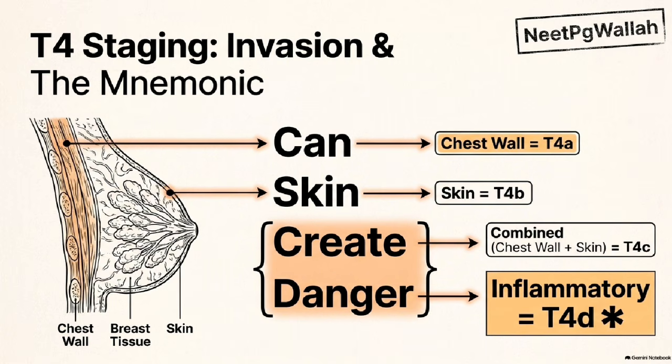And for this, we have a fantastic mnemonic. I want you to literally say this out loud with me. Can skin create danger? Can stands for chest wall, which is T4A. Skin stands for skin involvement, which is T4B. Create stands for combined, meaning both chest wall and skin, giving us T4C. And danger stands for inflammatory breast cancer, which is T4D.